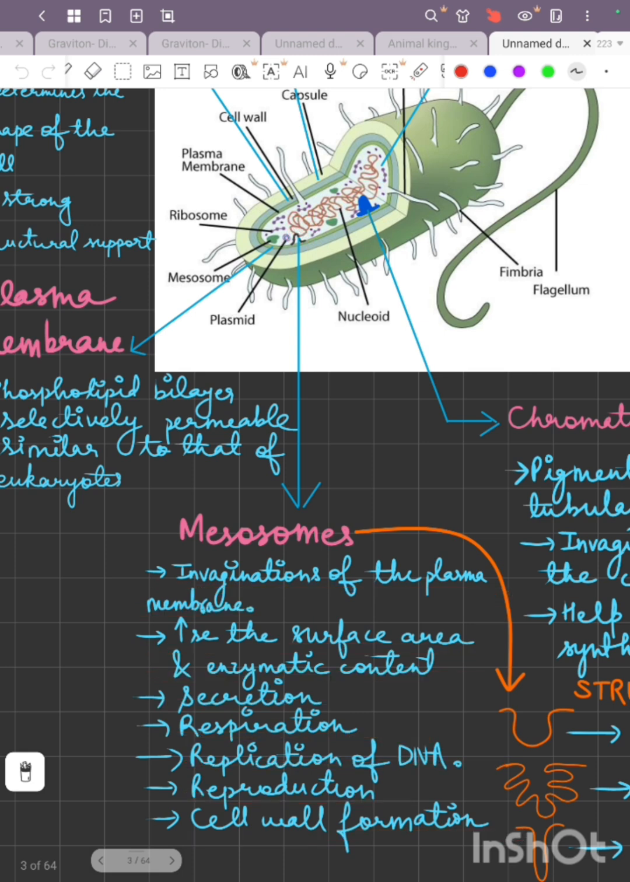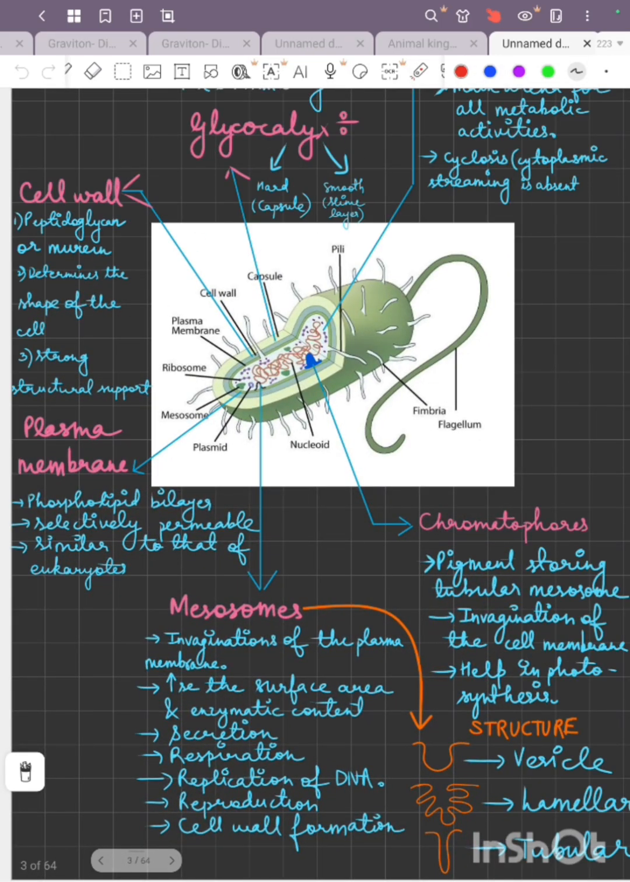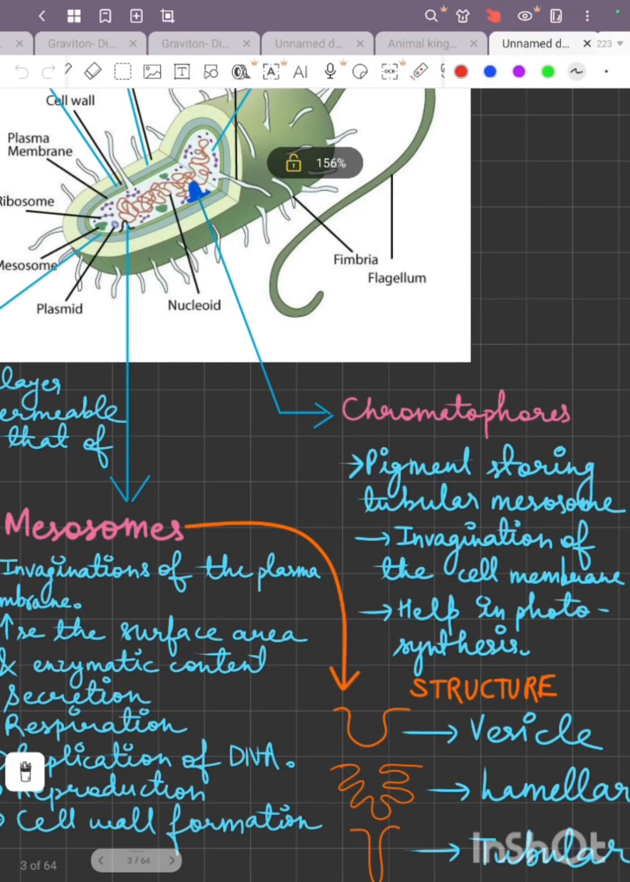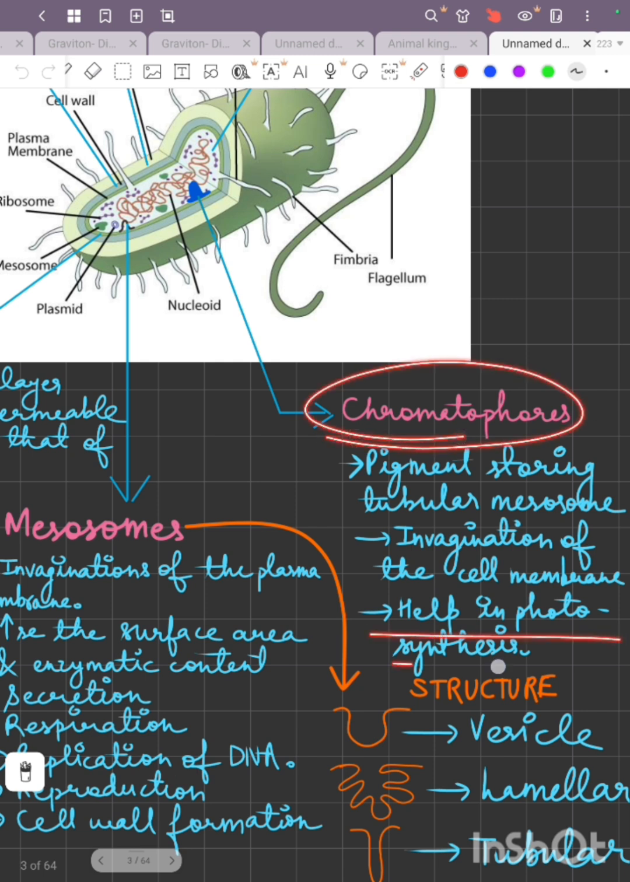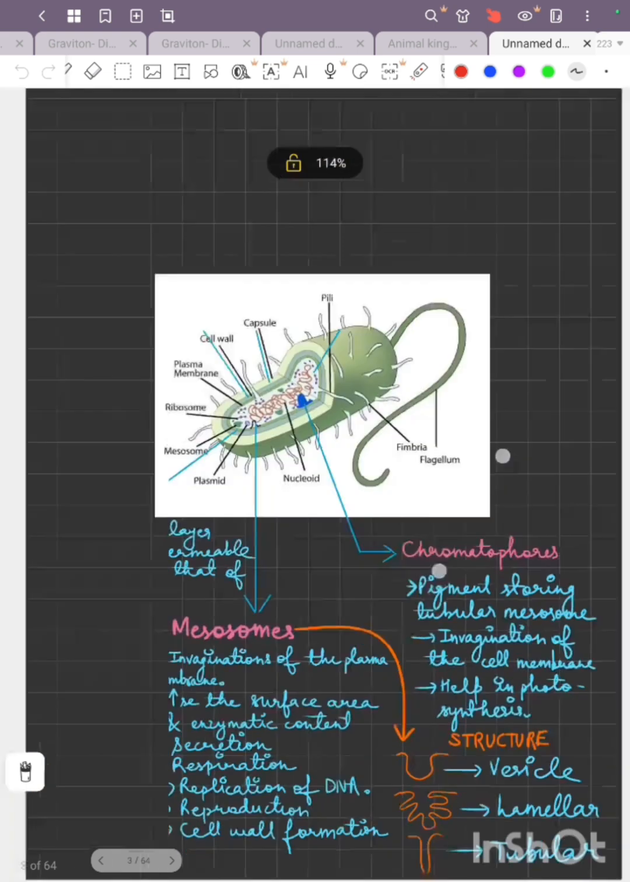Now another invagination of the plasma membrane that you see, not in all bacteria but in certain photosynthetic bacteria, is that of chromatophores. Now what is chromatophores? Chromatophore is nothing but a pigment-storing tubular mesosome. This is also an invagination or infolding of the cell membrane. Chromatophores specifically you will find in bacteria which perform photosynthesis, or photosynthetic autotrophs, right? Chromatophores actually store pigments and thereby help in photosynthesis. I hope that made sense, right?